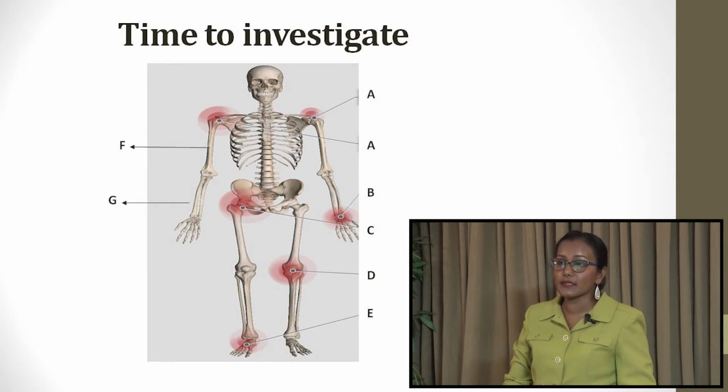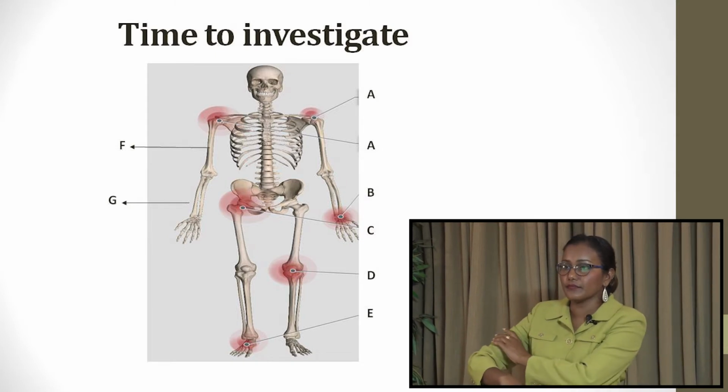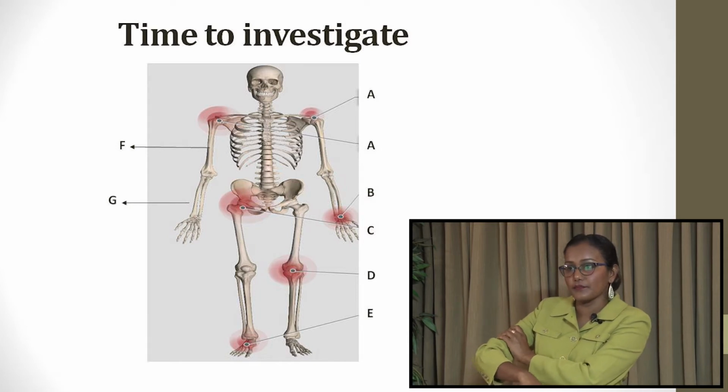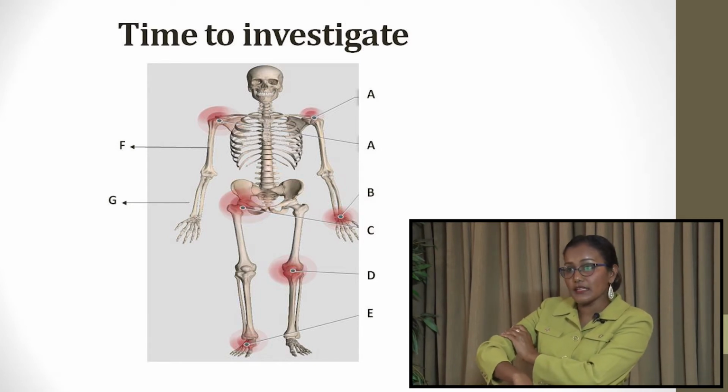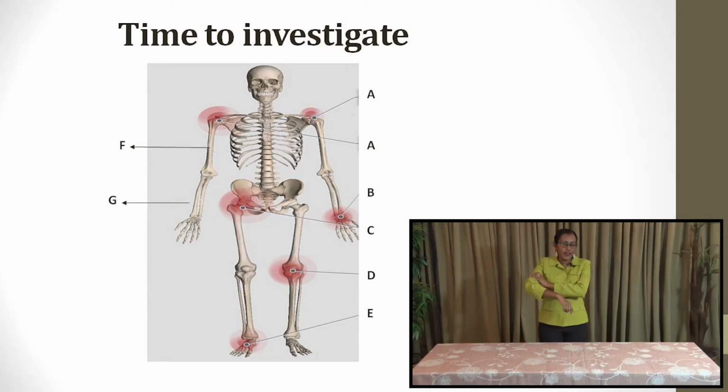Let's look at the other side of the image. We have a part labeled F and G. Let's look at F, which is here. Can you remember the name of this bone here? Very good. It's the humerus. Can we move this bone here, or can we bend it? Try bending it. Can we bend it or can we move it? No, we cannot bend nor move it.